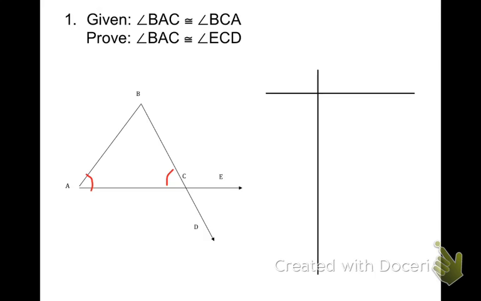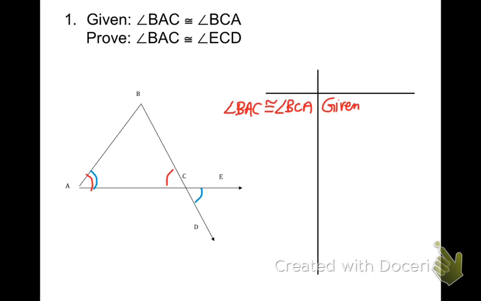So, as always, we start out with what's given. So angle BAC is congruent to angle BCA. We know that's true because it's given. And what we want to prove is that angle BAC is congruent to angle ECD. So that's what we're trying to prove there. How can we do that?